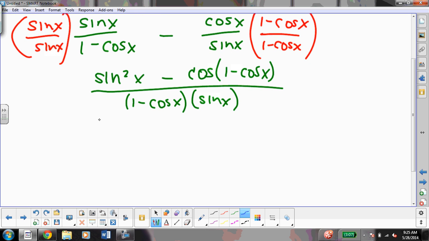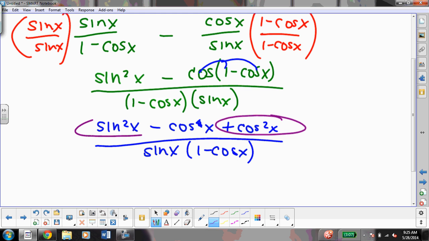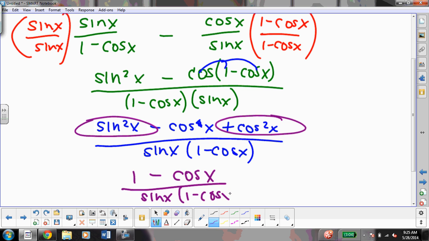And I'll go ahead and distribute the cosine on the top. Sine squared x. Make sure you distribute the negative with the cosine. So negative cosine of x plus cosine squared x. If you rearrange the terms, you can end up with cosine squared plus sine squared, which is 1. So I have 1 minus cosine of x over sine of x, 1 minus cosine of x.